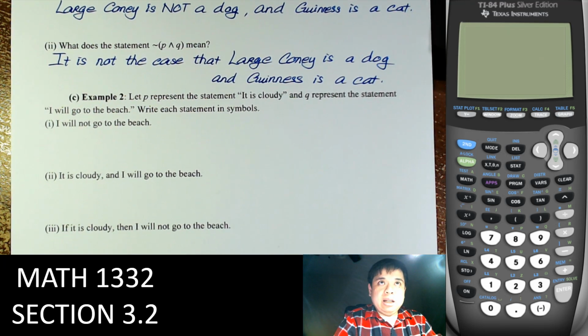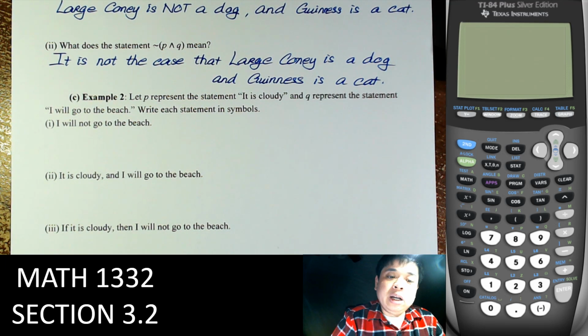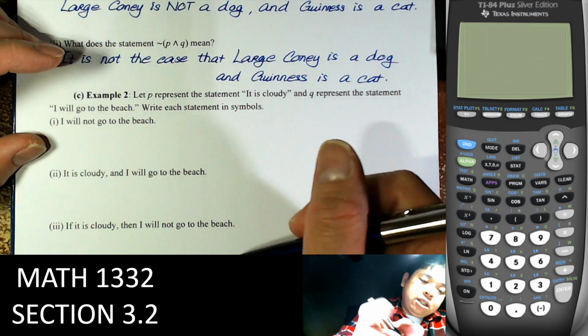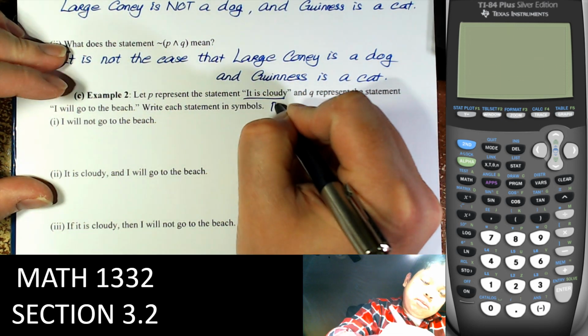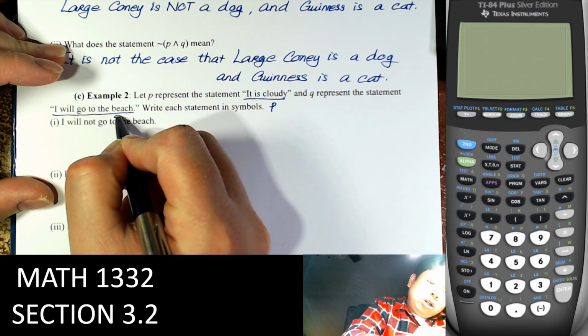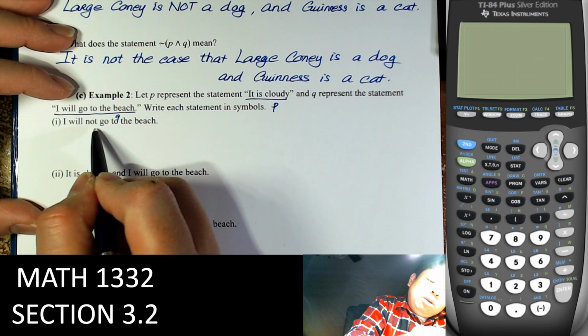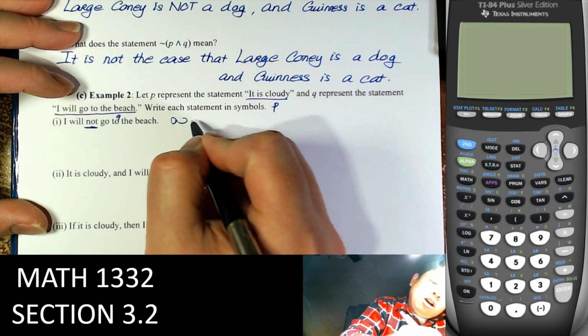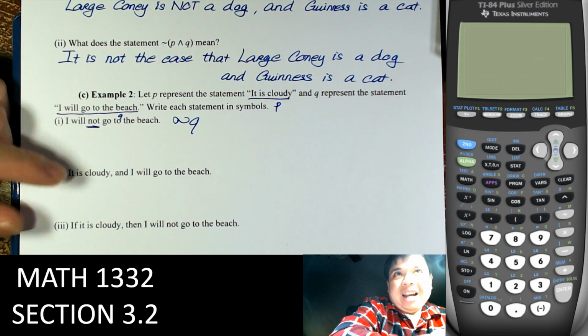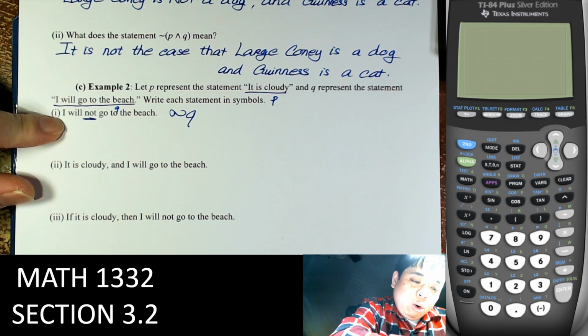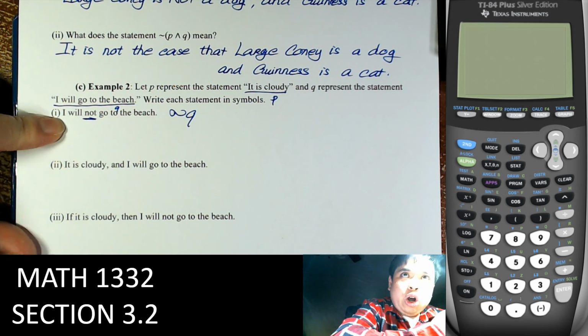Next, let P represent the statement it is cloudy, and Q represent the statement I will go to the beach. Write the statement in symbols. It is cloudy, that is P. I will go to the beach is Q. So if we have the "not" here, that means not Q. I will not go to the beach, not Q.